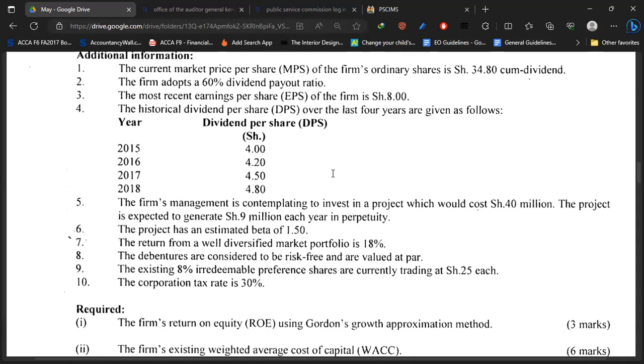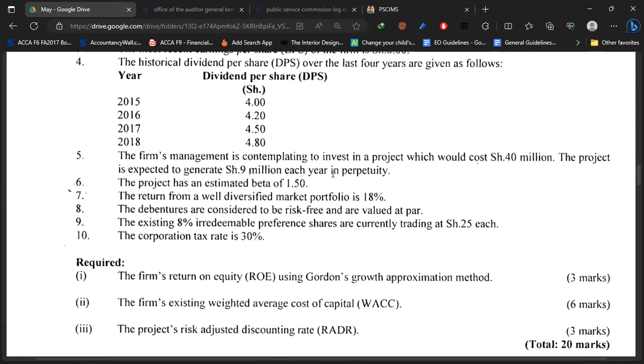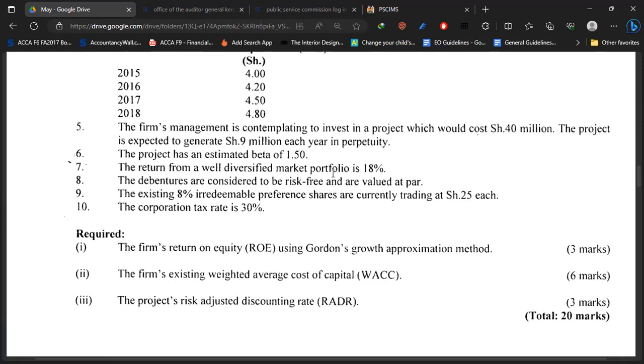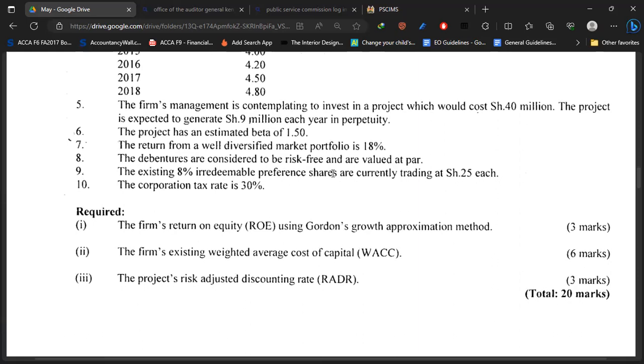But we have been told that the firm's management is contemplating investing in a project which would cost 40 million. The project is expected to generate 9 million shillings each year in perpetuity. The project has an estimated beta of 1.50. We have been told that the return from the diversified market portfolio is 18%. Number eight, we have been told the debentures are considered to be risk-free and valued at par. We shall check on that, which I was able to analyze earlier. Number nine, the existing 8% redeemable preference shares are currently trading at 25 shillings each. Number 10, the corporation tax rate is 30%.